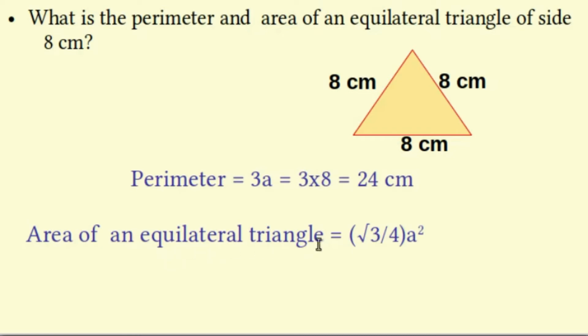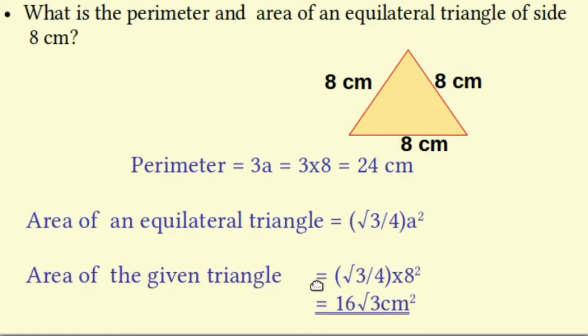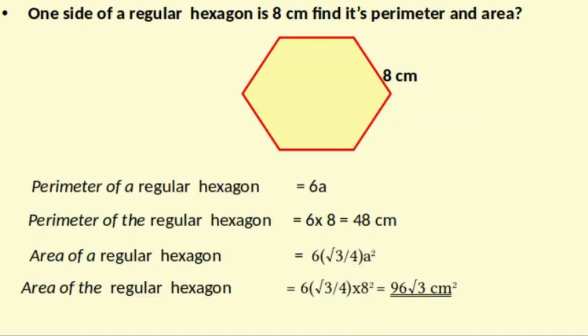Area of an equilateral triangle is given by root 3 by 4 a square, where a is one side. Then area of the given triangle equal to root 3 by 4 into 8 square. Simplifying, we will get it as 16 root 3 centimeter square. A problem from hexagon. One side of a regular hexagon is 8 centimeter. Find its perimeter and area. We know that perimeter of a regular hexagon equal to 6a, and here the perimeter equal to 6 into 8, that is equal to 48 centimeter.